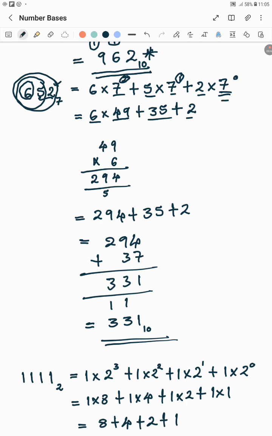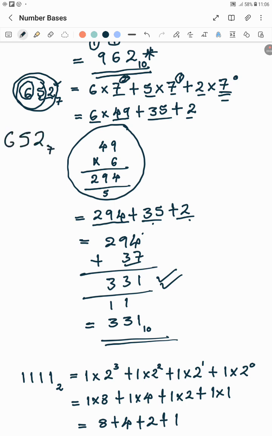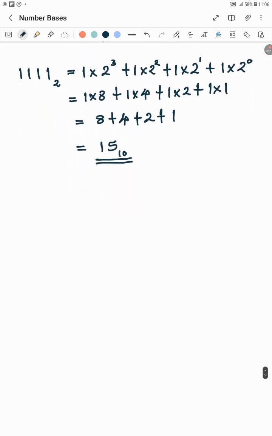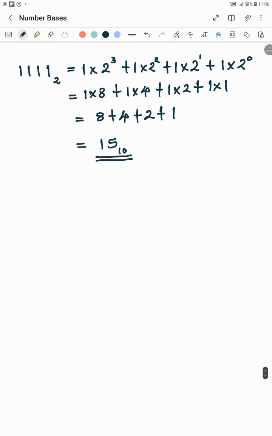And if you multiply 6 and 49, you get 294. So you're going to say that 294 plus 35 plus 2, and 35 plus 2, you get 37. If you add here, you get your answer is 331. So 652 base 7 is equal to 331 base 10. So the last example we're going to look at is 1, 1, 1, 1 base 2.